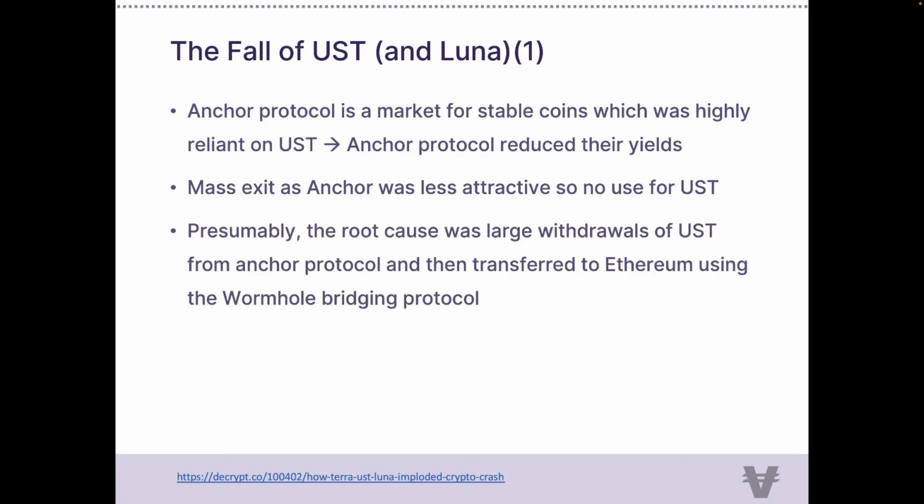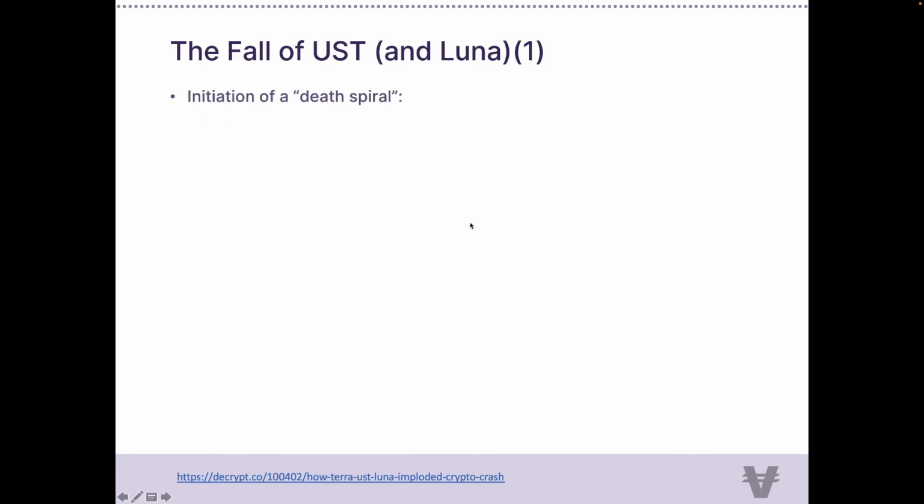We're not 100% sure, but people are quite sure that the root cause was these large withdrawals of USD from the Anchor Protocol and then transferred to Ethereum using the Wormhole bridging protocol. This protocol allows you to transfer assets across different blockchains. That's called the Wormhole. And there are two reasons that initiated the death spiral.